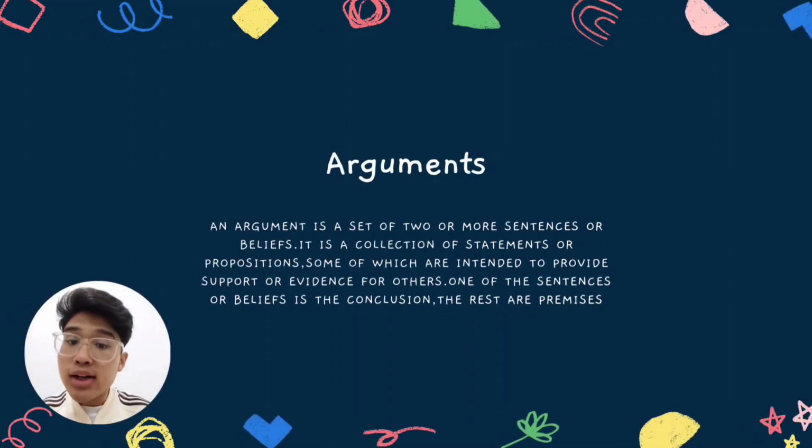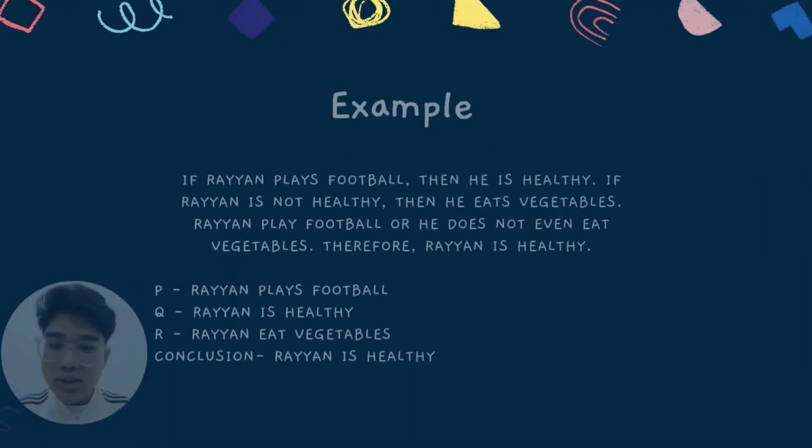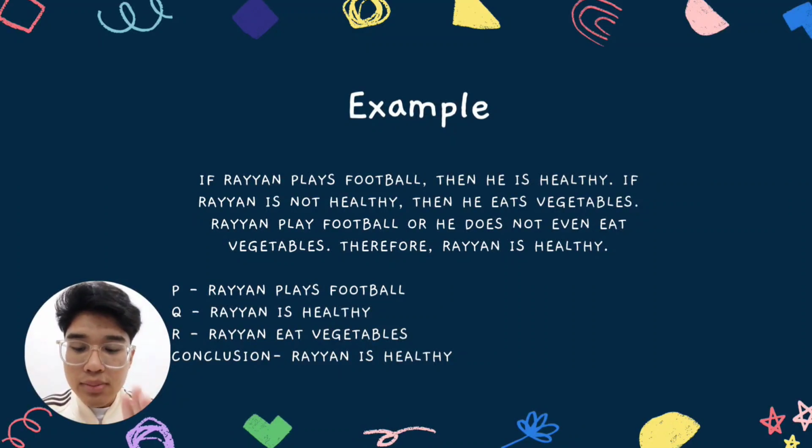Okay, next, what is an argument? An argument is a set of two or more sentences or beliefs. It is a collection of statements or propositions, some of which are intended to provide support or evidence for others. One of the sentences or beliefs is the conclusion. The rest are premises. If you can see right here, this is an example of an argument.